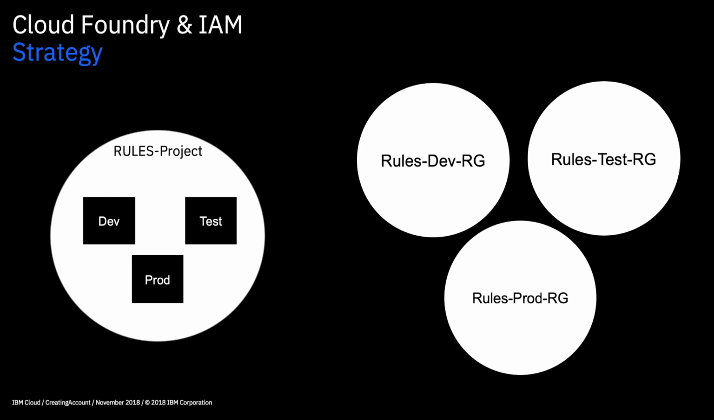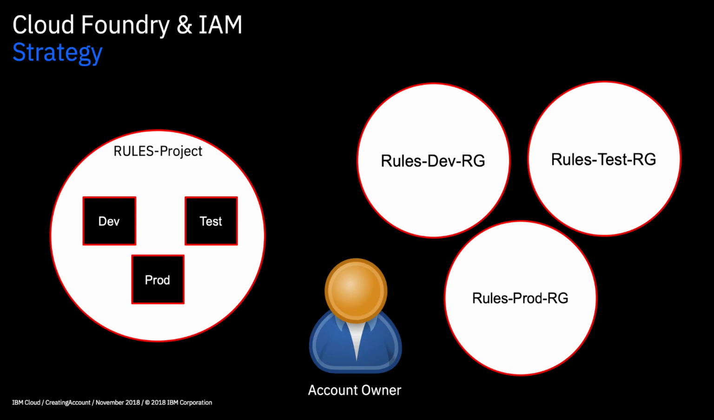So in most cases, Cloud Foundry and IAM are going to exist side by side. So for a project called Rules, you might see the following structures, where you have a rules project organisation with a dev, test and prod spaces, and then 3 resource groups called rules dev, rules test and rules prod. With both of these models, you can have separation of environments, and you can see billing down to the project environment level.